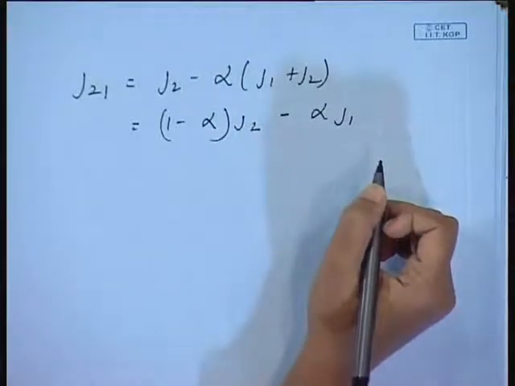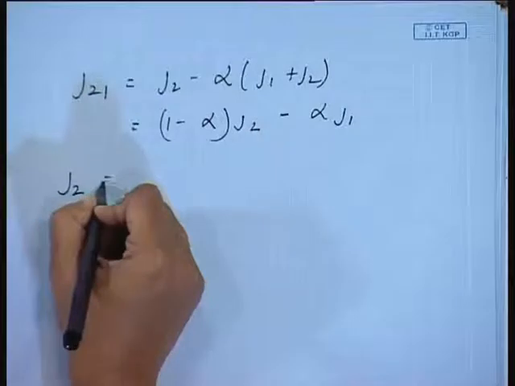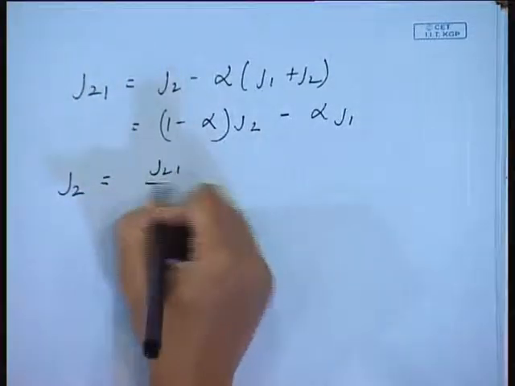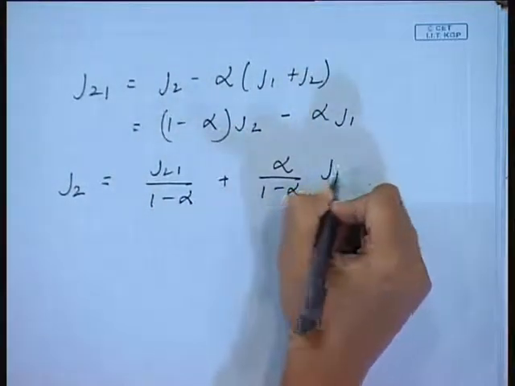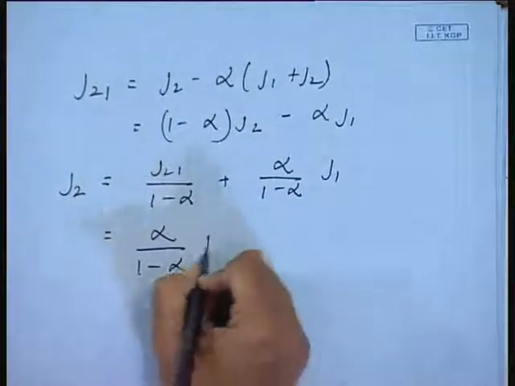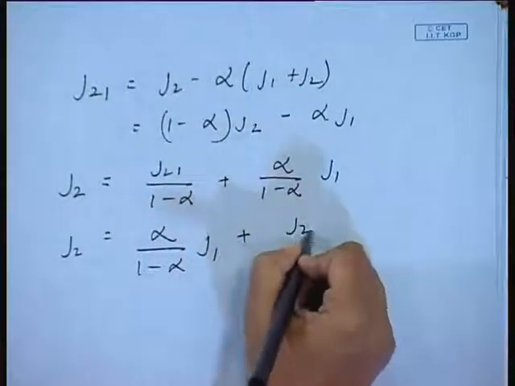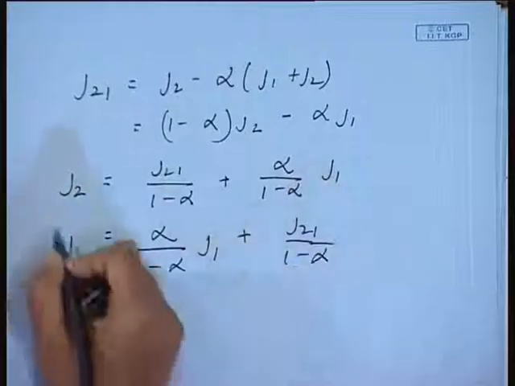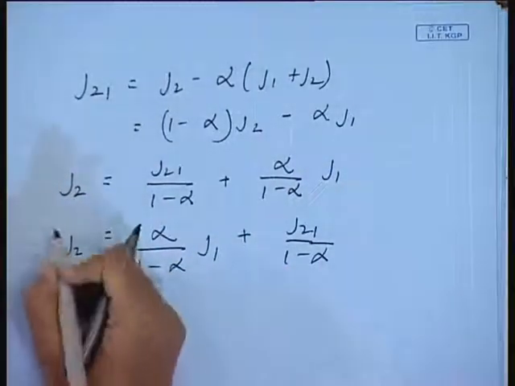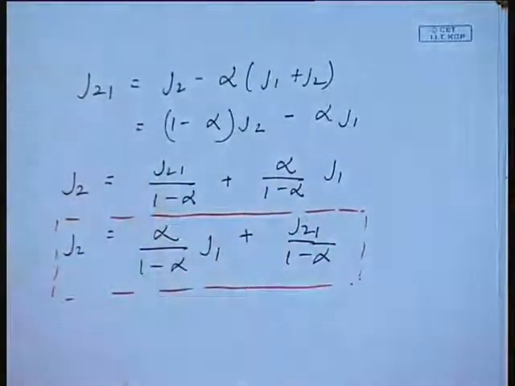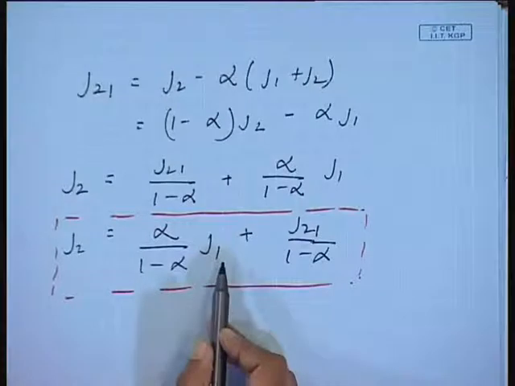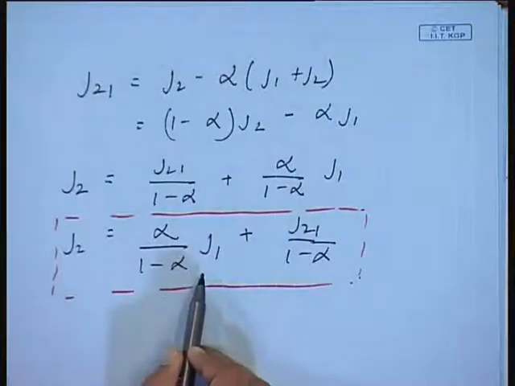Can I do this? Or in other words, I can write J2 equals J21 by (1 minus alpha) plus alpha by (1 minus alpha) J1. I'll just rearrange it for my convenience. Now, if you see this particular equation, what do you find? That from the drift flux model, we can get a relationship between J2 and J1.